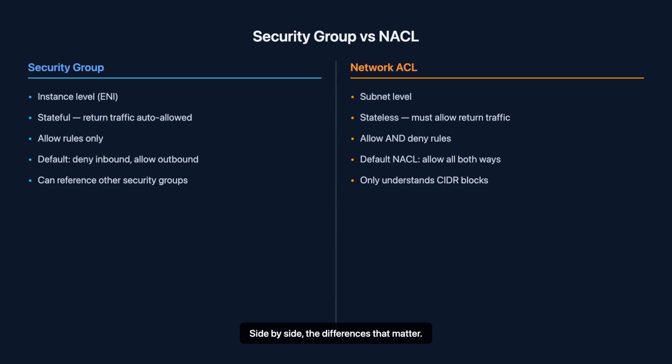Side by side, the differences that matter. Security groups are instance level. Network ACLs are subnet level. Security groups are stateful. Network ACLs are stateless. Security groups allow only. Network ACLs allow and deny. Default security group denies inbound and allows outbound. Default network ACL allows everything both ways, and security groups can reference other security groups. Network ACLs only understand CIDR blocks. These two properties, statefulness and deny capability, determine which control to reach for in any subnet or instance protection decision.